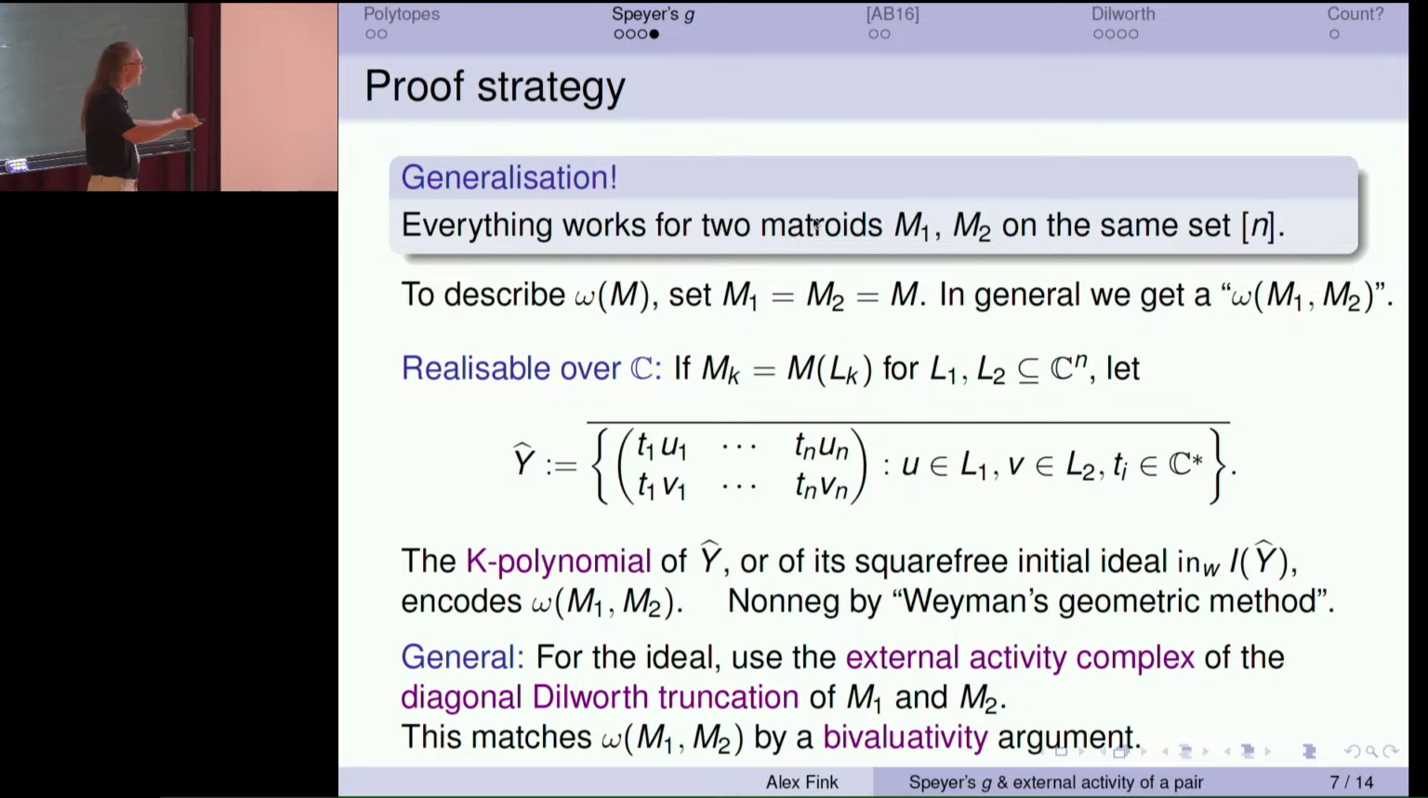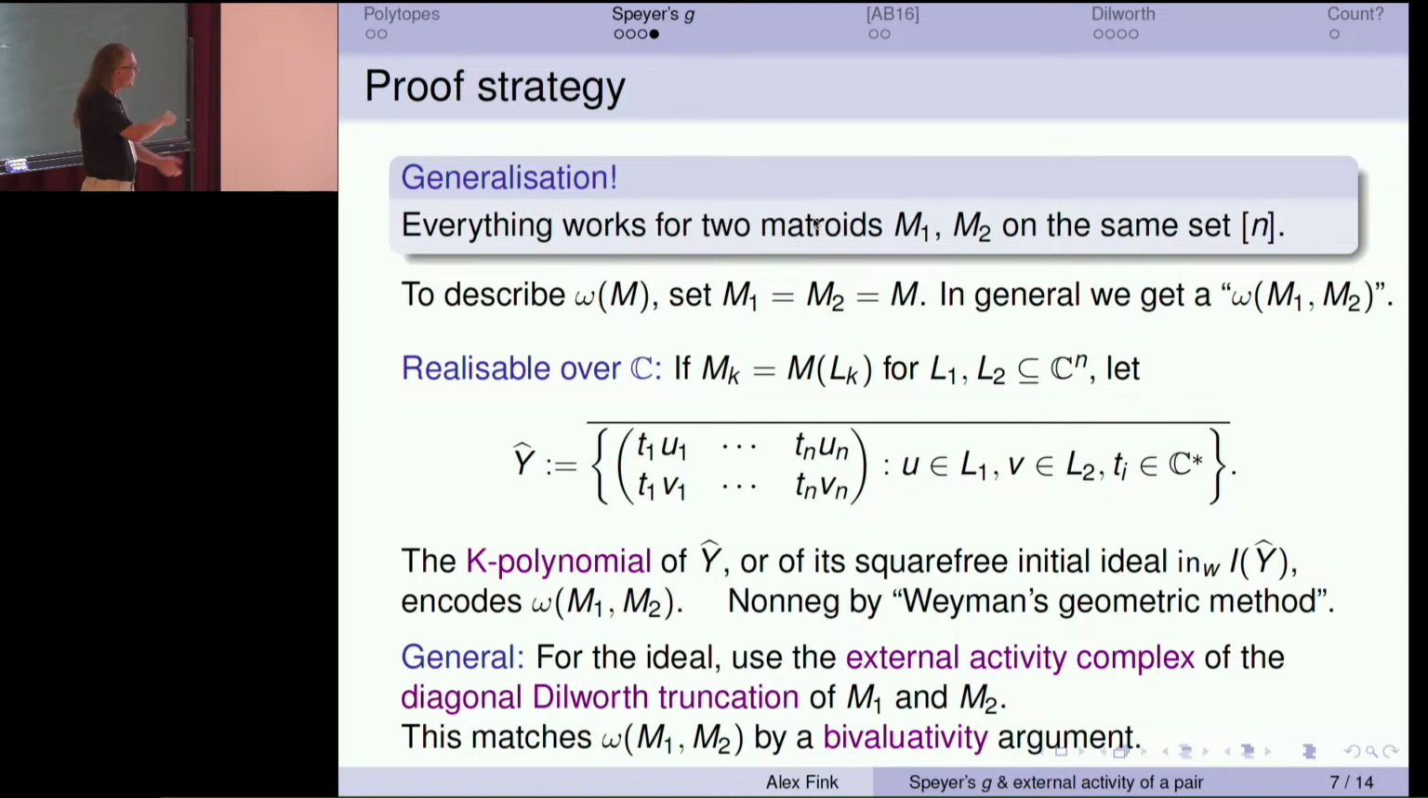It's a reasonably hands-on thing. If I have two representable matroids over C, so I have two linear subspaces of C to the n that represent my two matroids on n, what do I do? I take a vector from the first, a vector from the second, stick them together in a 2 by n matrix, and then rescale the columns. And the set of all matrices I get that way, okay, I close it, it's a Zariski closure, so I get a variety. This is the tool that Weyman hands us, called the diagonal Dilworth variety.